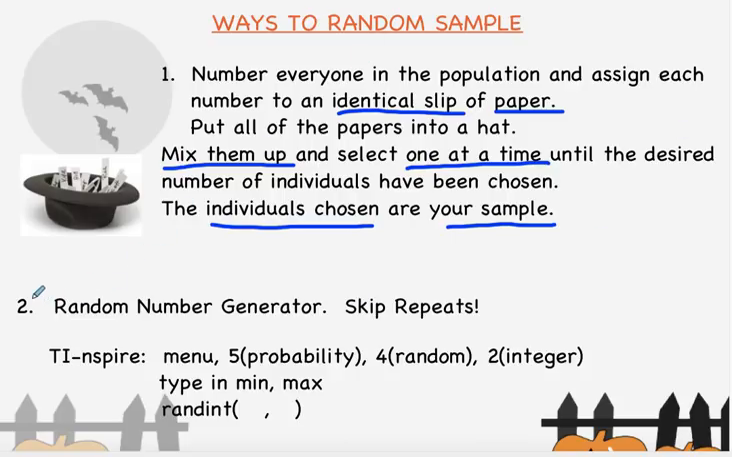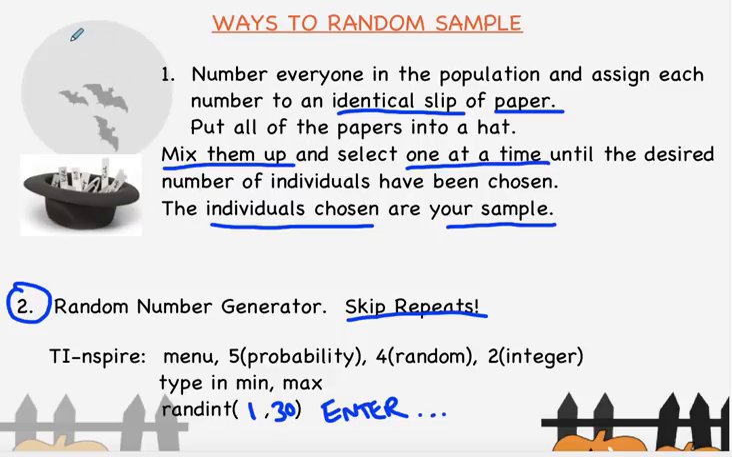The second method we had was our random number generator. Make sure that you skip repeats. So if you press enter, enter, enter, and you get two of the same number, you have to just keep going, pressing enter. We can't have repeated people in our sample. So if you've forgotten, here's the instructions: menu 542, and then you would have to type in, let's say it was the numbers 1 through 30, 1 comma 30, and then you would press enter as many times as you need to get your sample.